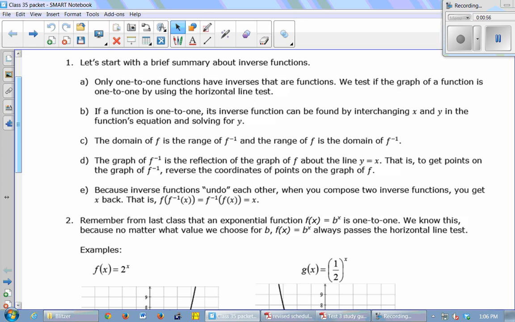And the graph of f inverse is the reflection of the graph of f about the line y equals x. That is, to get points on the graph of f inverse, you just swap the x and y coordinates on the graph of f. And because inverse functions undo each other, when you compose two inverse functions, you get x back. So f of f inverse of x is the same thing as f inverse of f of x. Both of them give you x back. All right, so if any of this is unfamiliar, at some point you should go back and probably reread the section in chapter 2 about inverse functions. It would help you review for the final also.